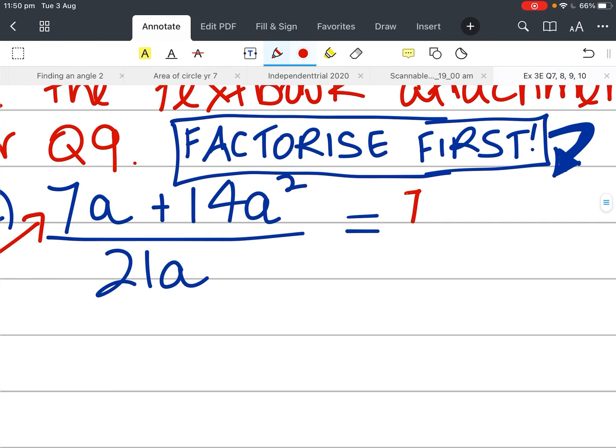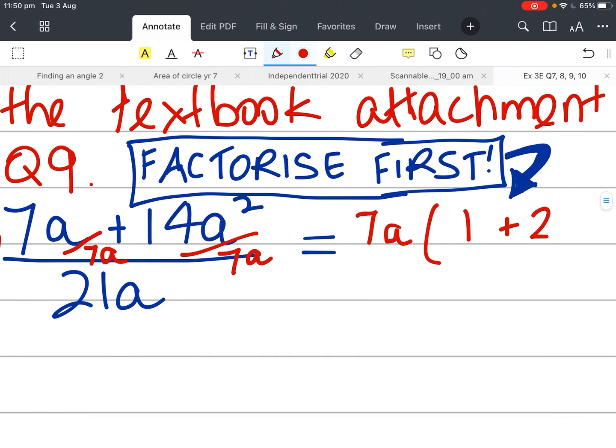Beautiful. Right, now let's look at the letter. Is there a letter repeated in 7a and 14a squared? Hopefully you said yes. A. Beautiful. So I'm going to take 7a out. Now remember, my next step is I divide each of these by 7a. 7a divided by 7a, anything divided by itself equals 1. And 14 divided by 7 gives me 2. Hopefully I haven't run out of room. And then a into a squared. Cancel those lovelies out. I'm left with just an a there. Okay, so hopefully that's all right.